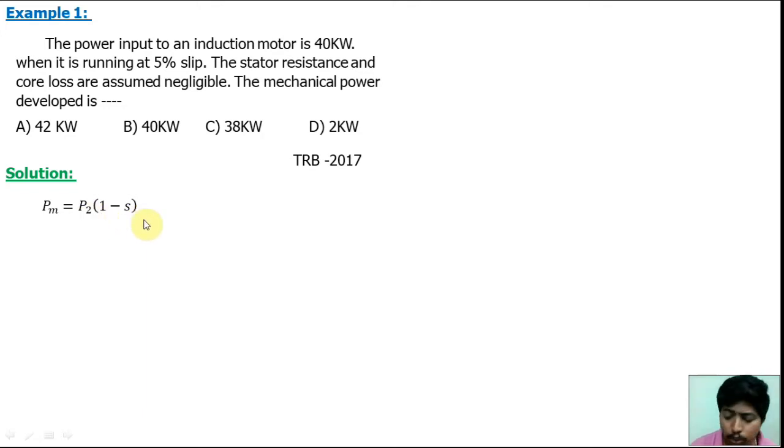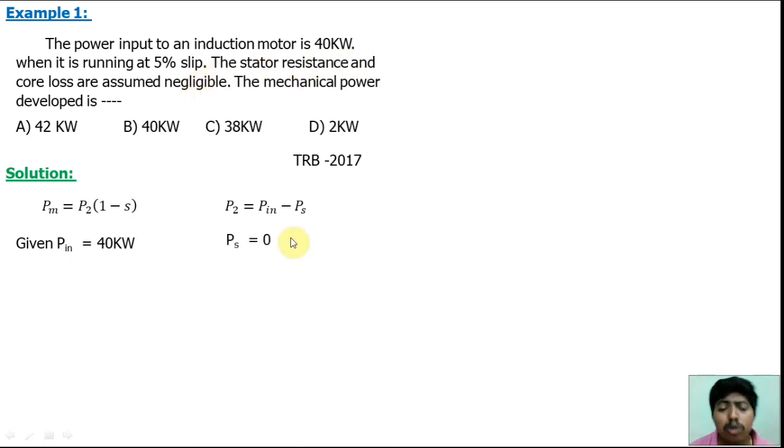So, what is P2? P2 is the rotor input. P2 is equal to input minus total stator losses. Here, the given value Pin is equal to 40 kilowatt, the input value is given. Here, stator resistance and core loss are negligible. So the PS value is equal to 0. So we can find the P2 value.